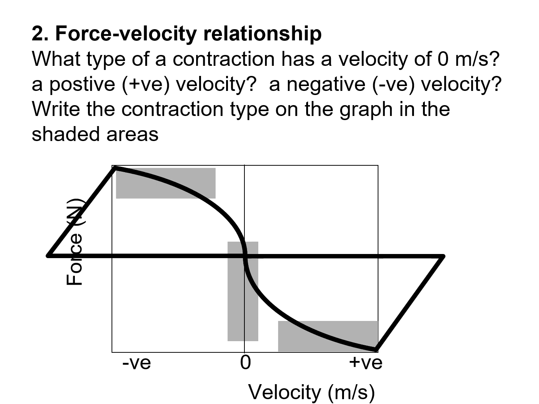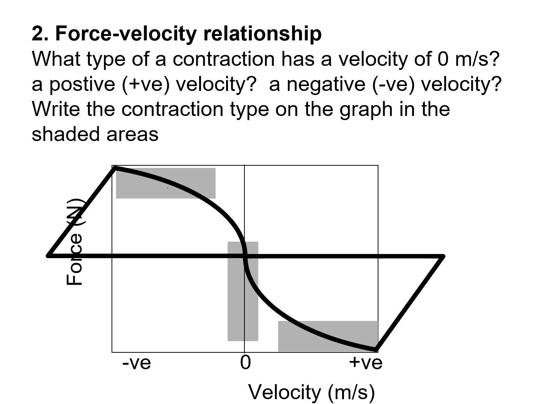So let's answer the first question here. What type of contraction has a velocity of 0 meters per second? Well, 0 meters per second is zero velocity. Velocity, once again, is a vector, which means it has a magnitude and a direction. So we have three types of contractions. We have a concentric contraction, in which the muscle shortens towards its center. We have an eccentric contraction, in which the muscle is forcefully lengthened. And then we have an isometric contraction, in which the muscle does not change its length at all.